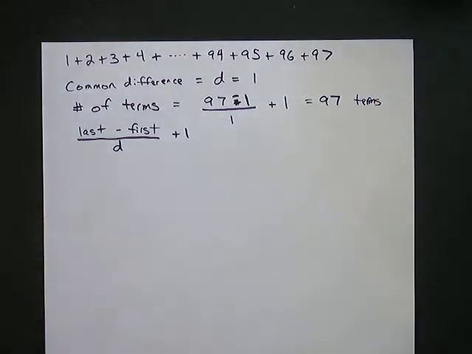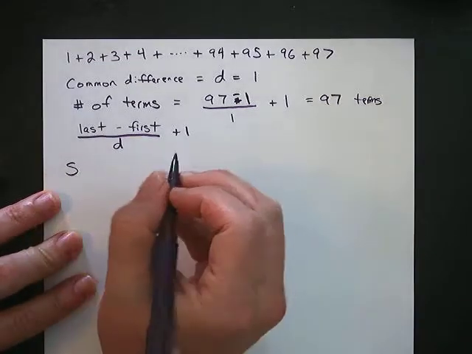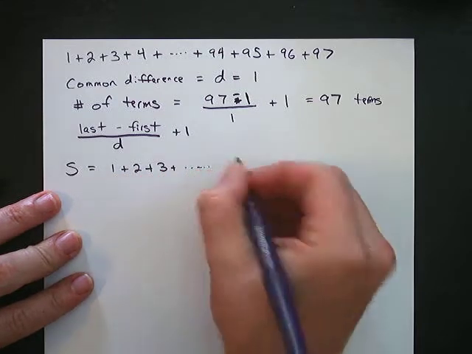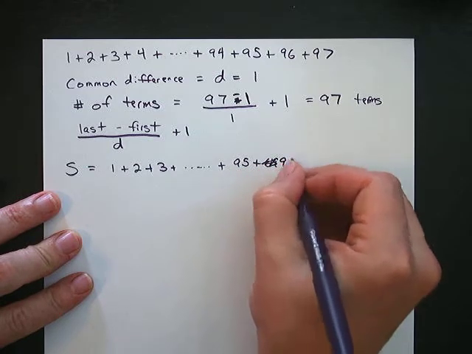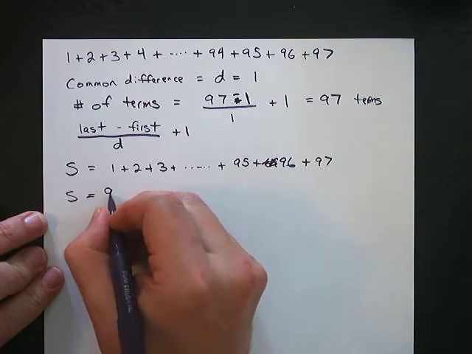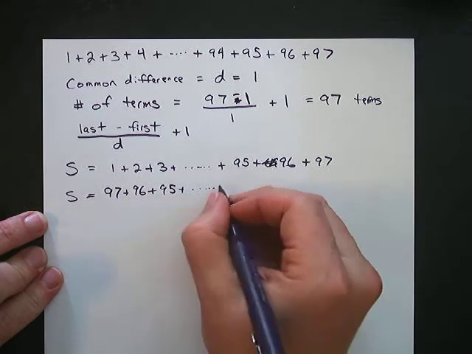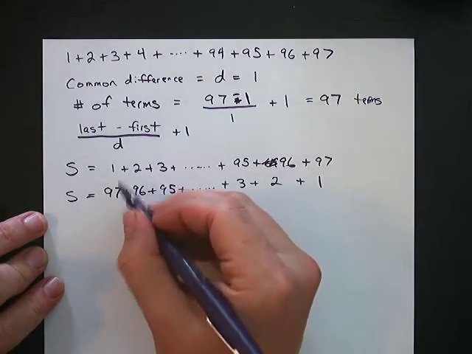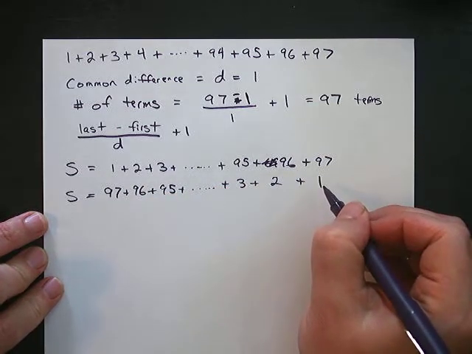Now to figure out what the actual sum is, here's how I'm going to do that. We know the sum is what we already had, 1 plus 2 plus 3, I won't write all these terms, plus 95 plus 96 plus 97. I'm also going to write it another way. I'm going to start with 97 plus 96 plus 95, and so on, plus 3 plus 2 plus 1. Now I'm going to pair these, like the 97 and the 1, the 96 and the 2, the 95 and the 3, the 3 and the 95, the 2 and the 96, and the 1 and the 97.